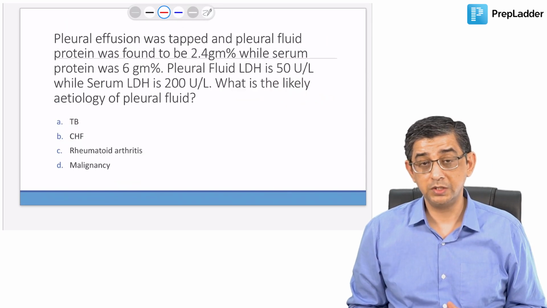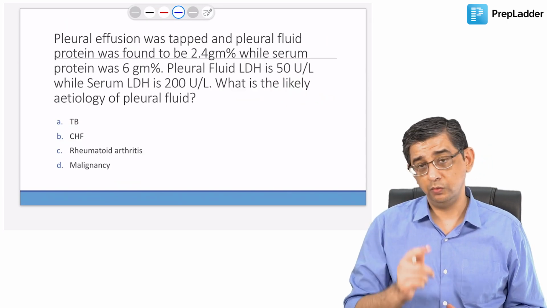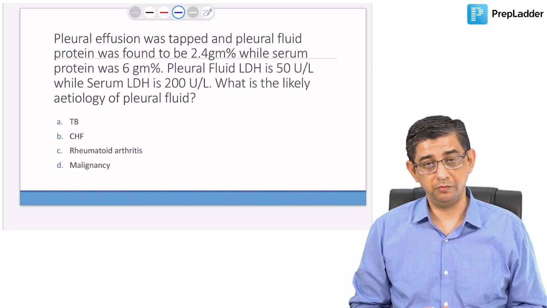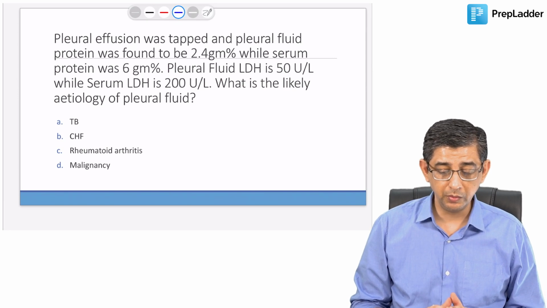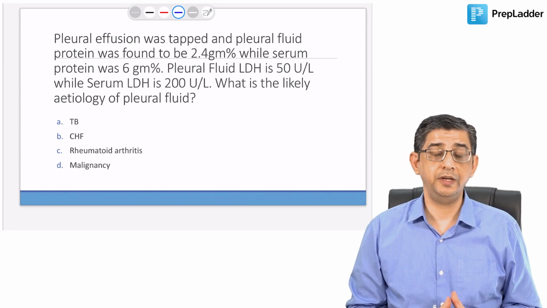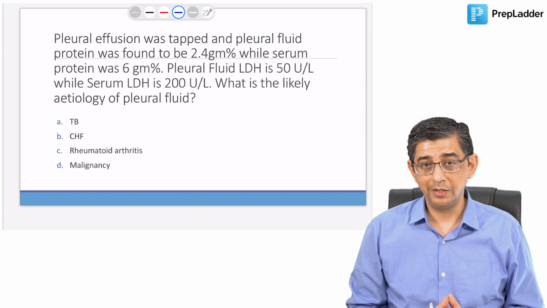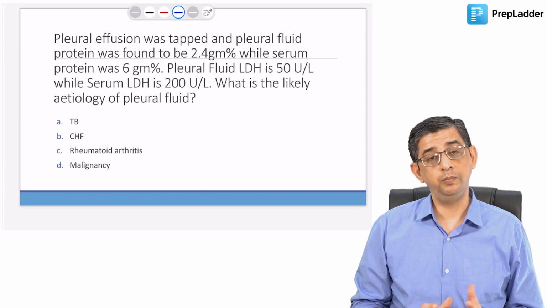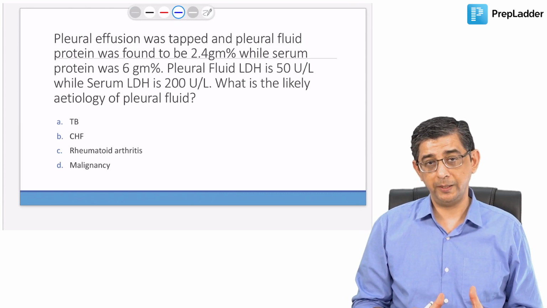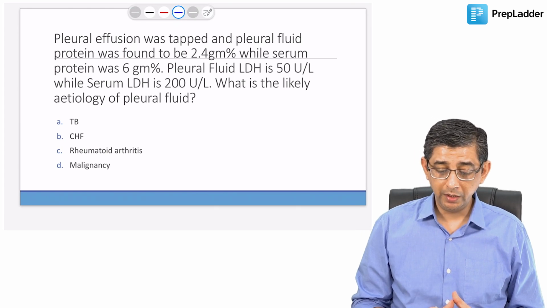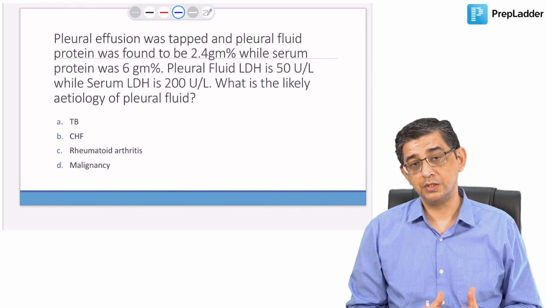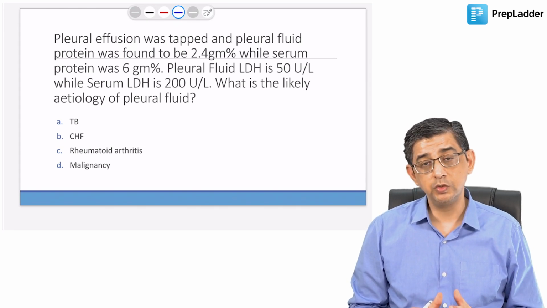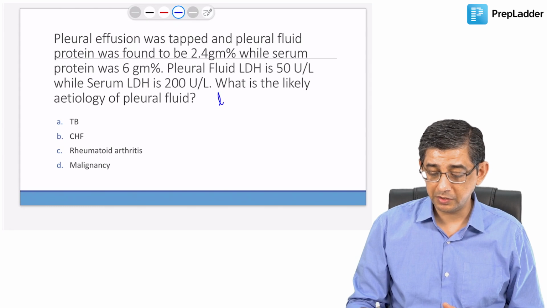The next question was a very interesting one. Only one student of mine from Prep Ladder was able to recall the entire question, so let me just speak it before you. She said that the question was on a patient with pleural effusion, and the pleural effusion was tapped and the pleural fluid protein was evaluated. The pleural fluid protein was 2.4 grams, while the serum protein was 6 grams. Pleural fluid LDH values were given. What they are trying to test here is your knowledge of Light's criteria.